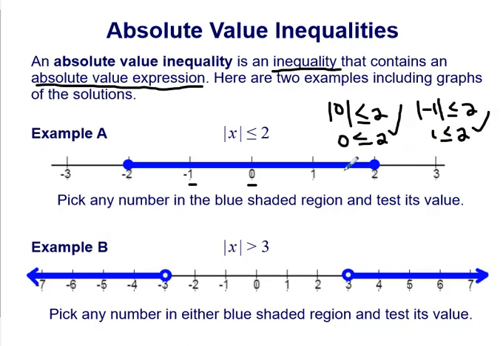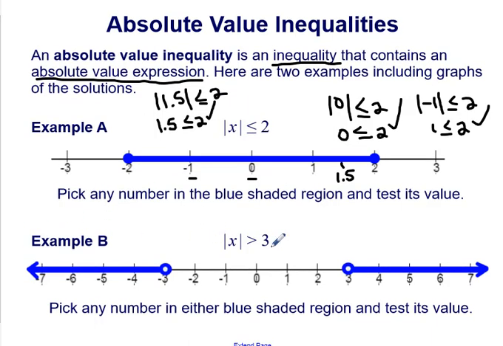Let's pick something in the middle, like 1.5, a decimal. So we have the absolute value of 1.5 is less than or equal to 2. So 1.5 is less than or equal to 2 makes the statement true. So that is the solution set and its graph. Then we have example 2.